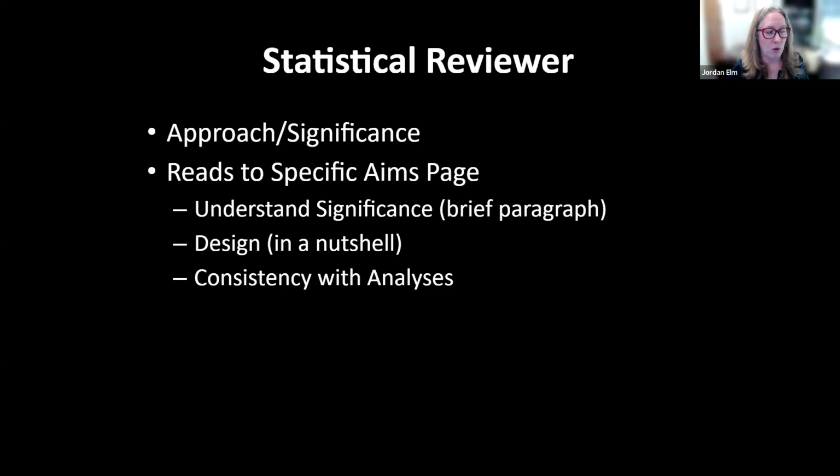And what I'm looking for when I'm reading the specific aims page is to make sure there's a consistency between what your objectives are and what the statistical analysis is, because believe it or not, there can be a lot of inconsistencies there. That's a bit of a red flag. So next slide.